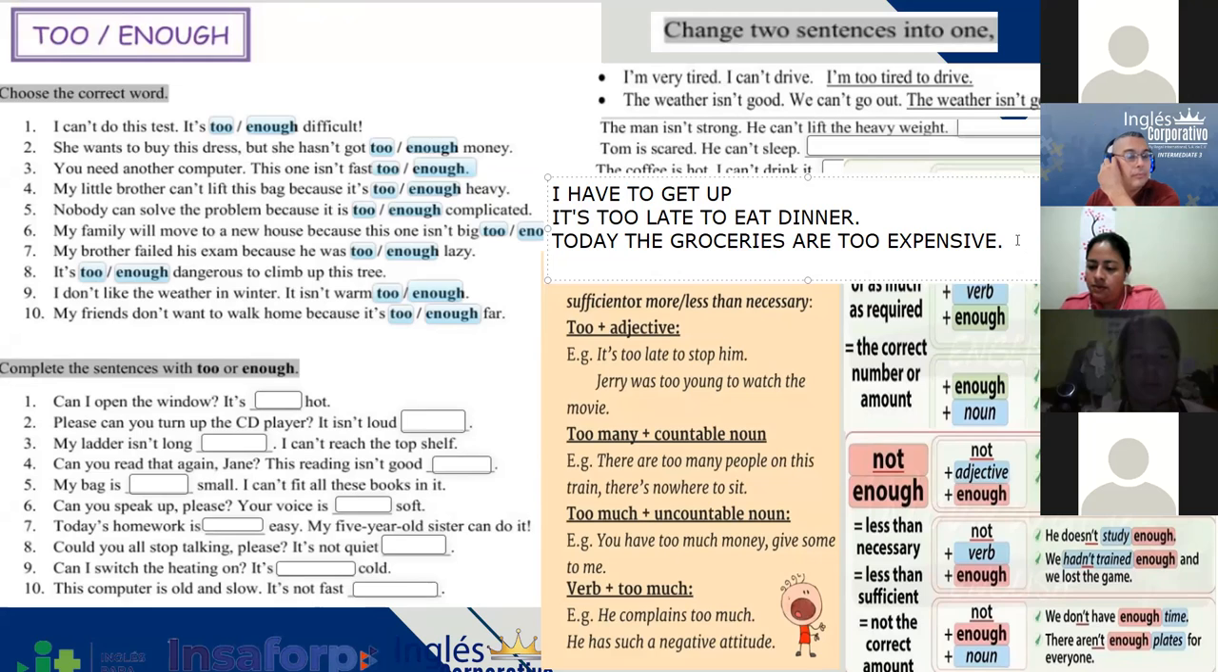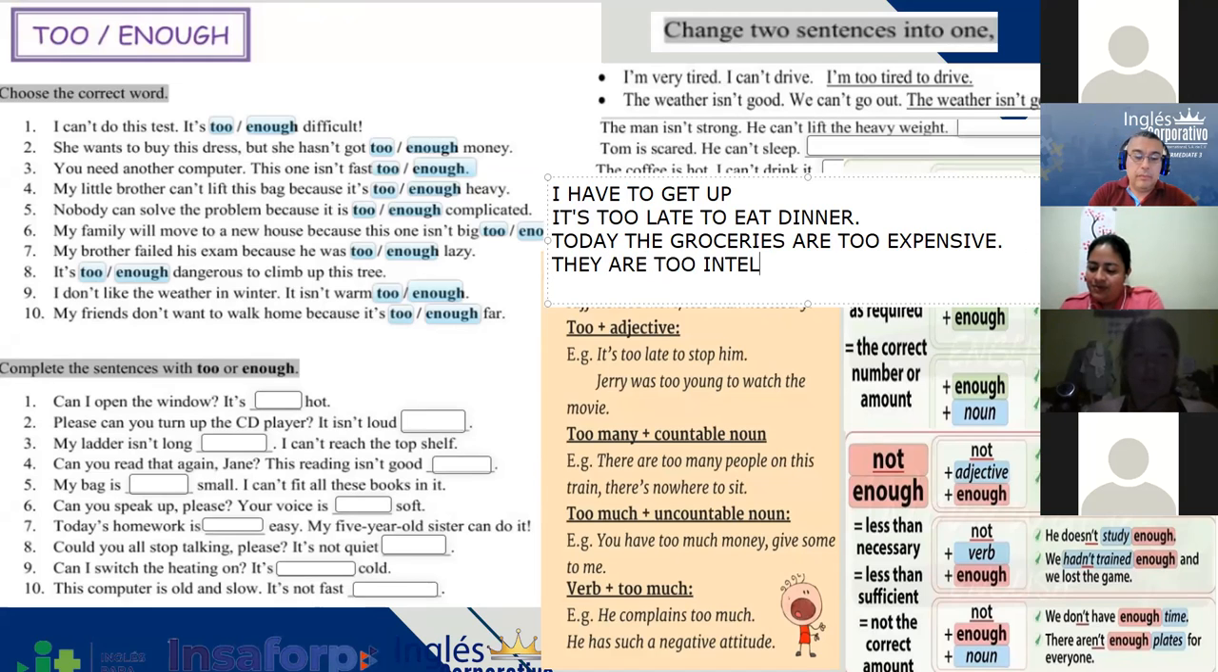For example, we can say, they are too intelligent for to be here. Okay, write the sentence. Yes, they are too intelligent to be here. Okay, and could it be the same if I say, for example, they are so intelligent to be here? Yes, you can use so.